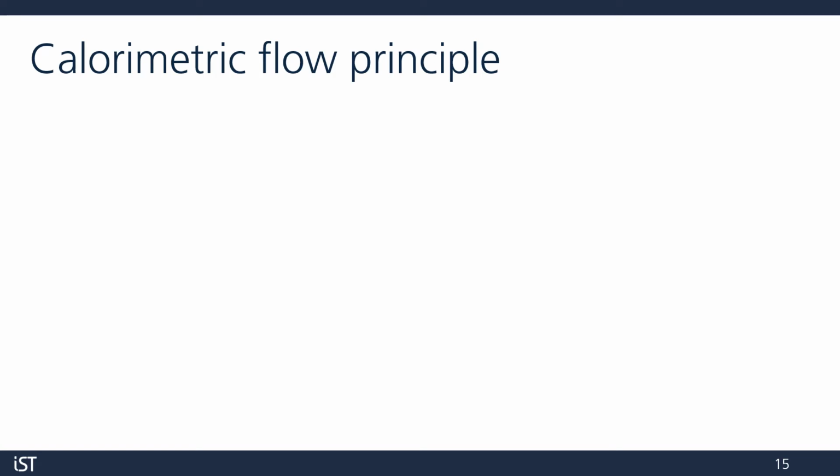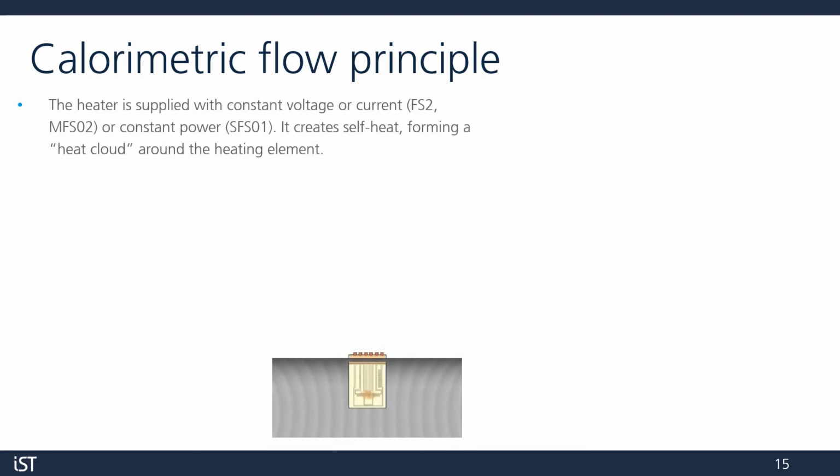Let's visualize the calorimetric principle. The heater is supplied with constant voltage or current in the case of the FS2 or MFSO2, or constant power in the case of the SFSO1. It creates self-heat, forming a heat cloud around the heating element.